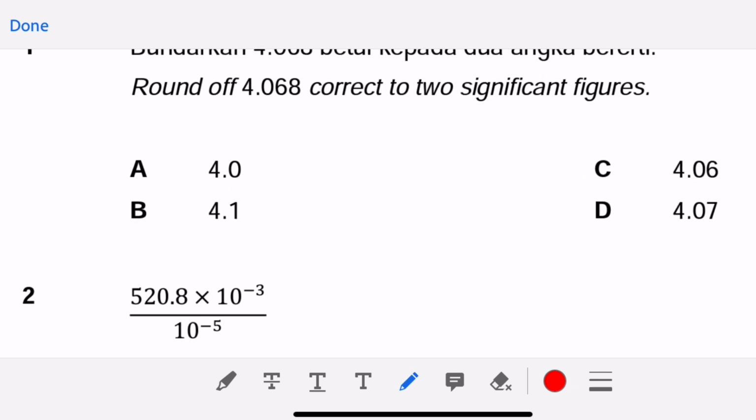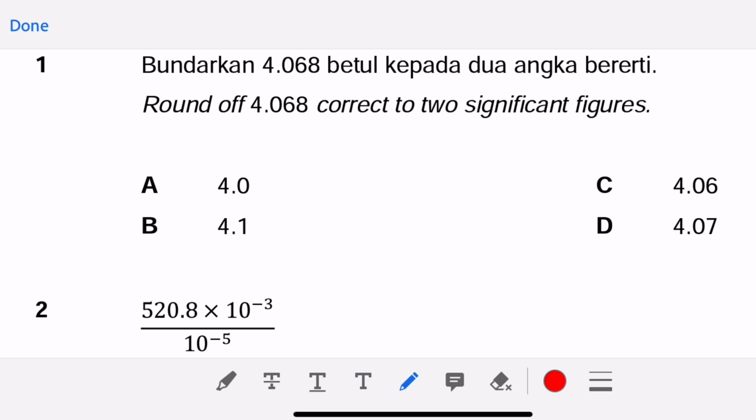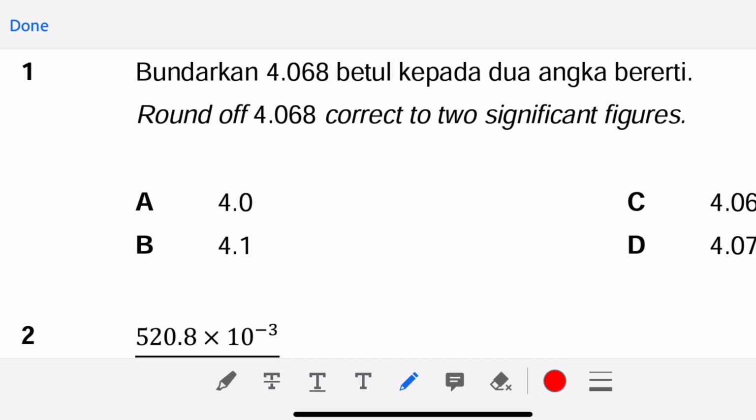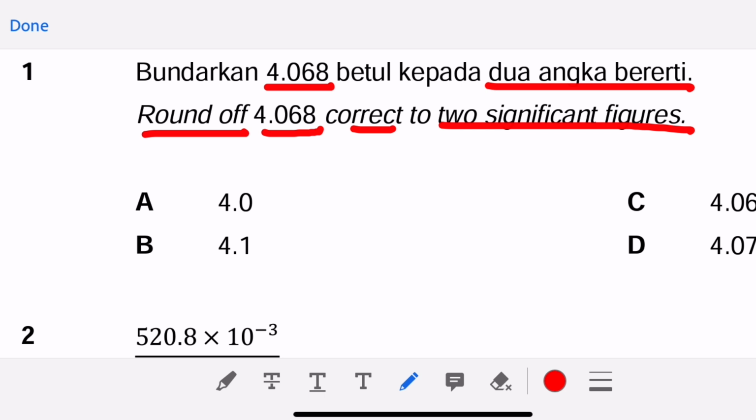Alright, we will focus on two versions, right? In the SPM exam, we have BM and English versions. So I will teach in both languages. Bundarkan 4.068 betul kepada dua angka bererti. If you think your English is not good, you can always refer to BM. If you can understand English well, round off 4.068 correct to two significant figures.